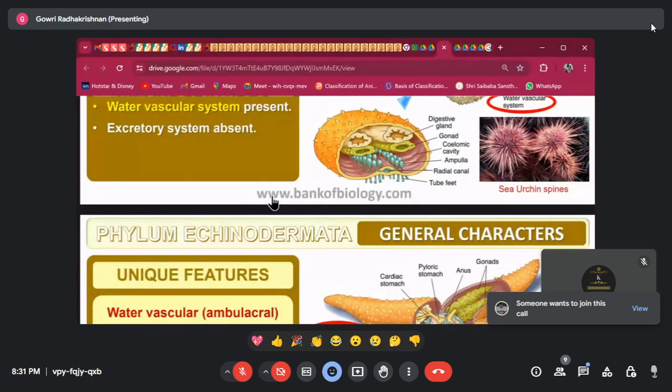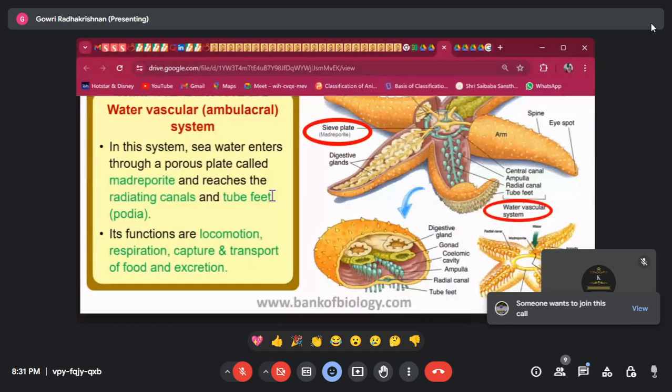Excretory system absent. Now in this water vascular system, sea water enters through a porous plate called madreporite and reaches the radiating canals and tube feet, that is podia. Its functions are locomotion, respiration, capture and transport of food and excretion.